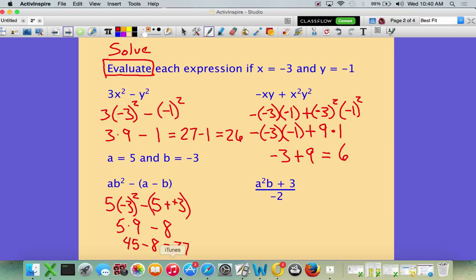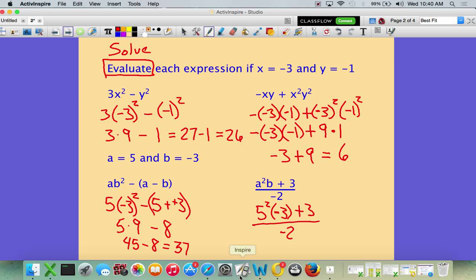Our next one, put the numbers in again. 5 squared times negative 3. And notice, once again, those parentheses are there to make sure the negative goes with the 3 there. Plus 3 over negative 2. Now remember, I said earlier, this division bar acts like a set of parentheses. You gotta deal with the top first.